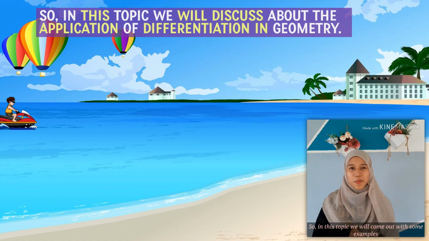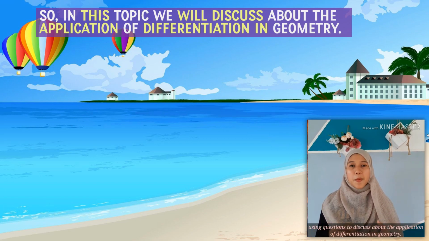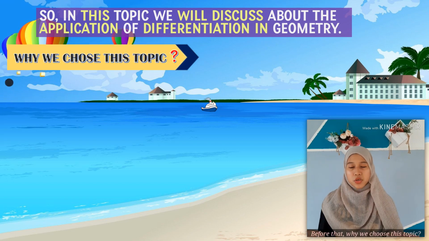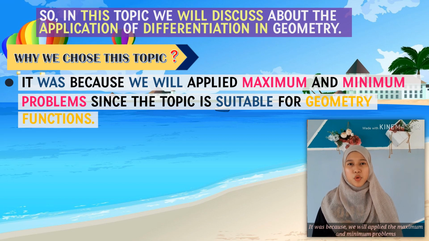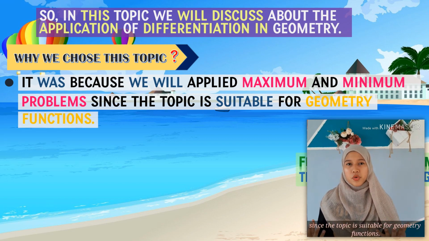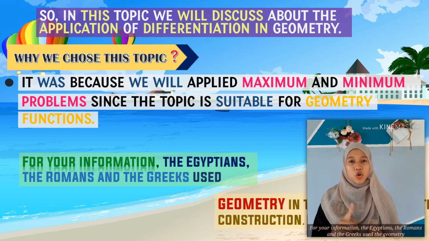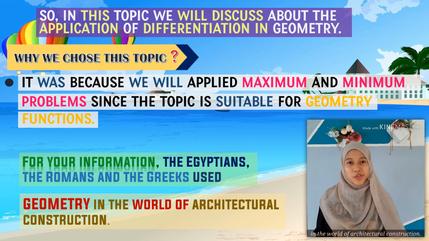So, in this topic, we will come up with some example questions to discuss the application of differentiation in geometry. Before that, why did we choose the topic? It was because we will apply the maximum and minimum problem, since the topic is suitable for geometry functions. For your information, the Egyptians, the Romans, and the Greeks used geometry in architectural construction.